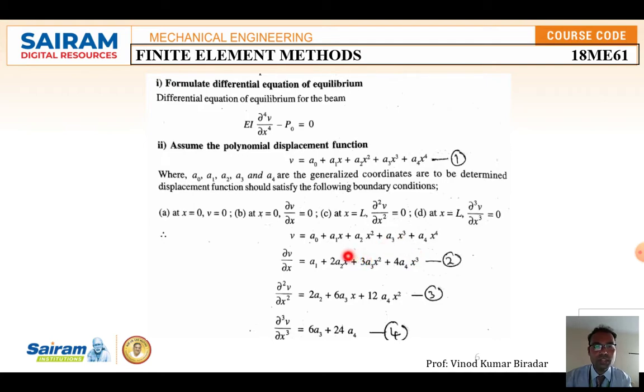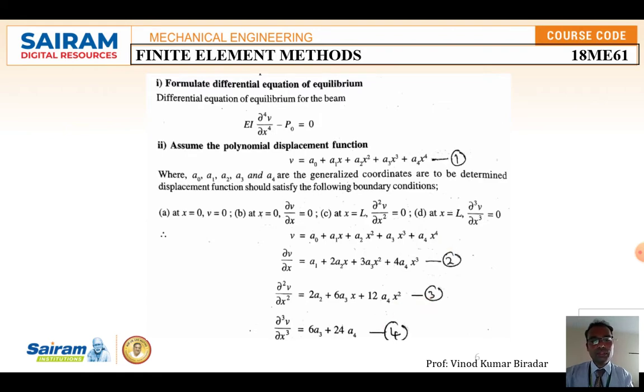Again differentiate with respect to x, and from the second equation you are going to get dou square v by dou x square, which is equal to, the constant term gives 0, so 2a2 plus 3 into 2 is 6a3x plus 12a4x square. Give it equation number 3. Again differentiate, the third derivative, dou cube v by dou x cube. The constant gives 0, so 6a3 plus 12 into 2 is 24a4x. Give it equation number 4.